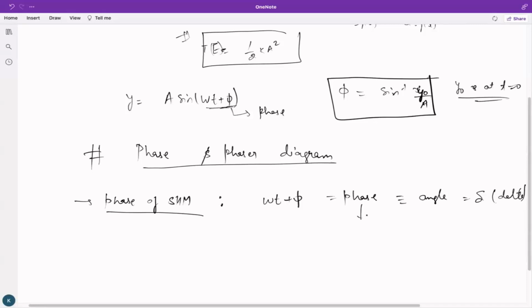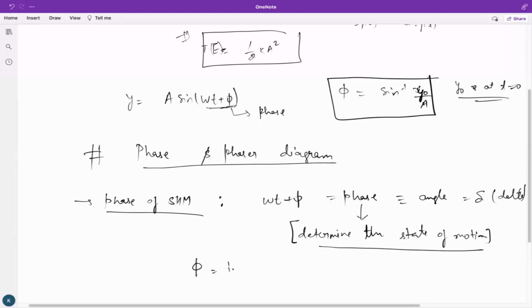Now, what is phase? So our phase determines the state of motion. Phi is our initial phase, and with time our phase varies. That means it determines the state of the motion. Okay, it tells you at what time what the amplitude is, at what time what the acceleration is. Energy will be constant.